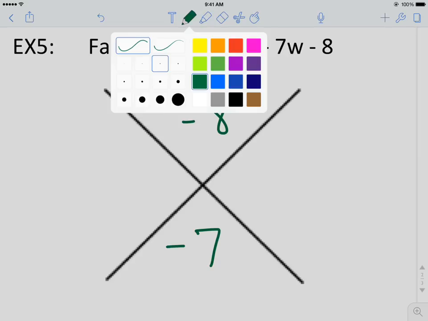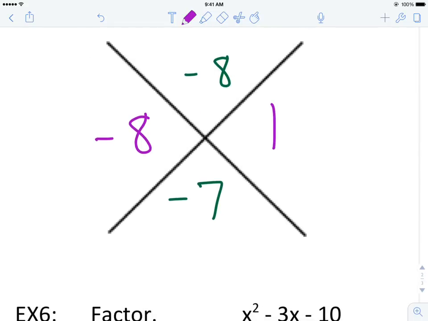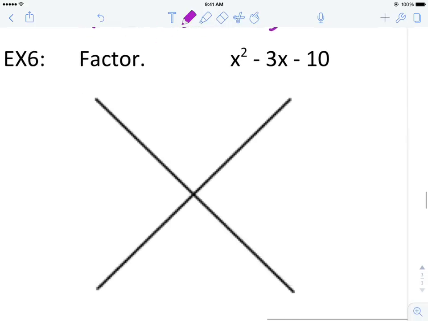I need to find numbers that multiply to negative 8 and add to negative 7. I know that if I multiply negative 8 times 1, I'm going to get negative 8. And if I add them together, I get negative 7. So then my final answer becomes x minus 8 and x plus 1. Notice how those negative signs stayed with that. And I also have the negative signs here as well. Super important.